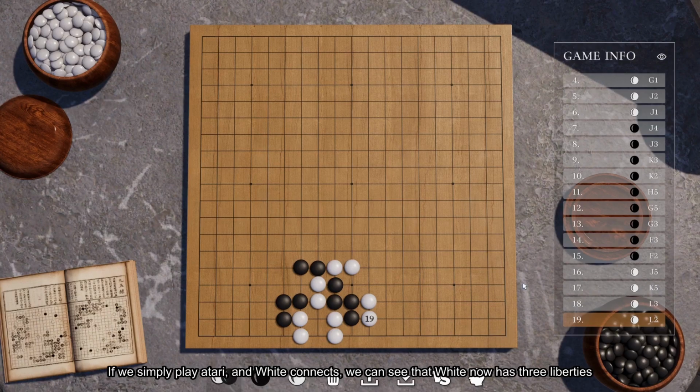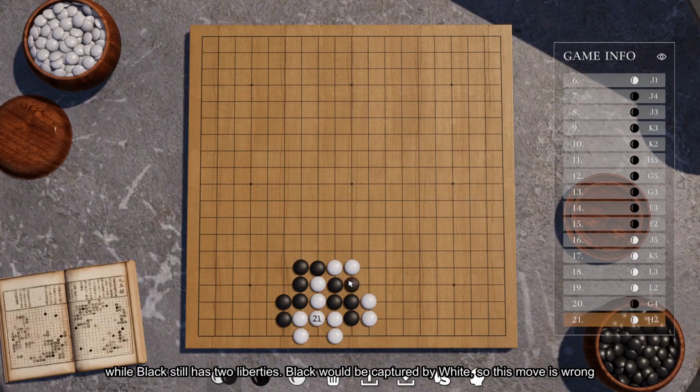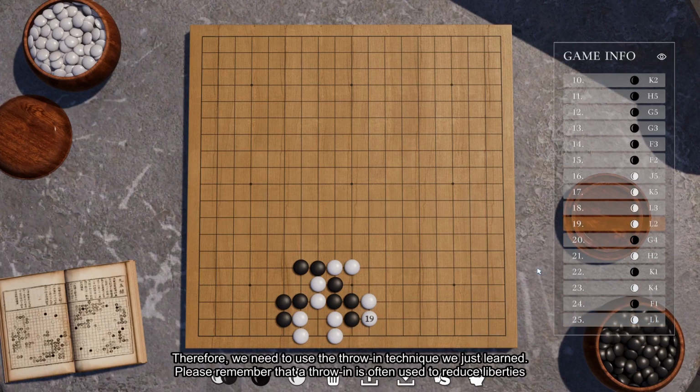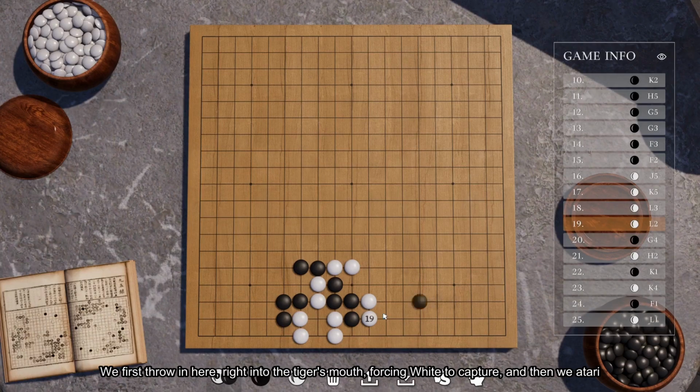If we simply play Atari and white connects, we can see that white now has 3 liberties, while black still has two liberties, black would be captured by white, so this move is wrong. Therefore, we need to use the throw-in technique we just learned. Please remember that a throw-in is often used to reduce liberties. We first throw in here, right into the tiger's mouth, forcing white to capture, and then we Atari.